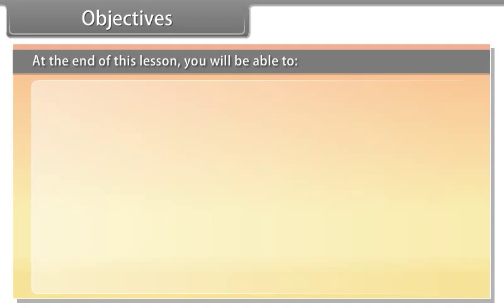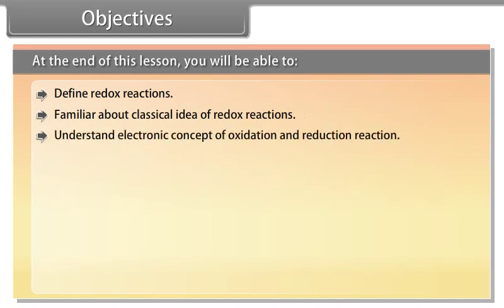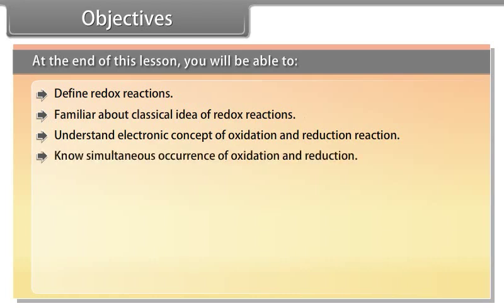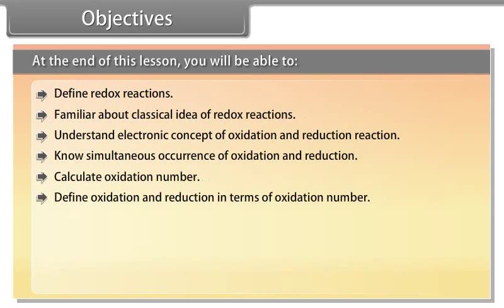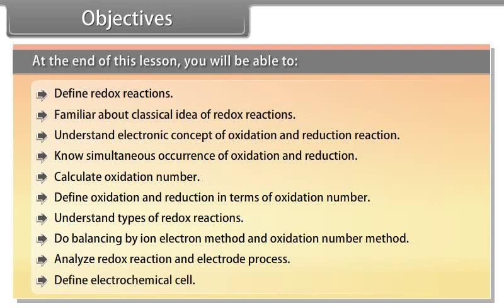Objectives. At the end of this lesson, you will be able to define redox reactions, become familiar with the classical idea of redox reactions, understand the electronic concept of oxidation and reduction reaction, know the simultaneous occurrence of oxidation and reduction, calculate oxidation number, define oxidation and reduction in terms of oxidation number, understand types of redox reactions, do balancing by ion electron method and oxidation number method, analyze redox reaction and electrode process, define electrochemical cell.